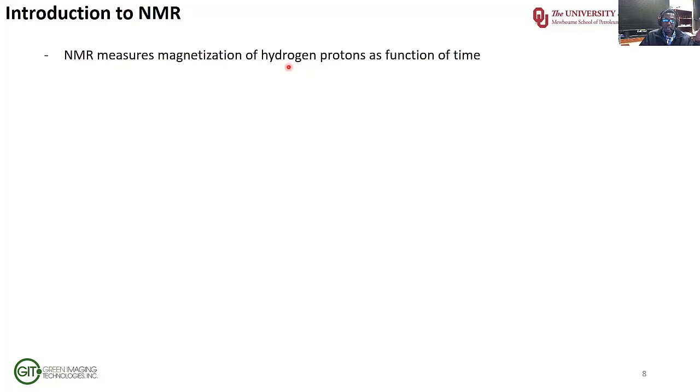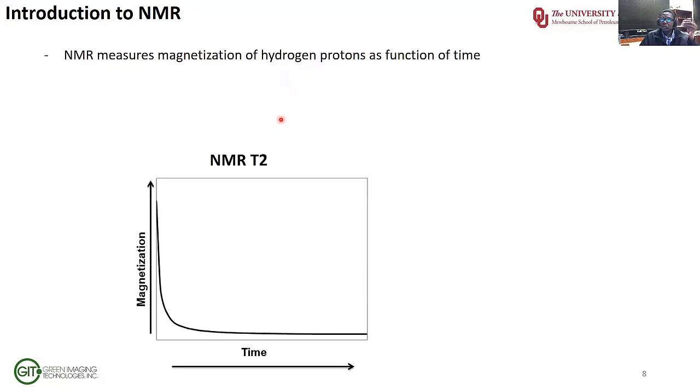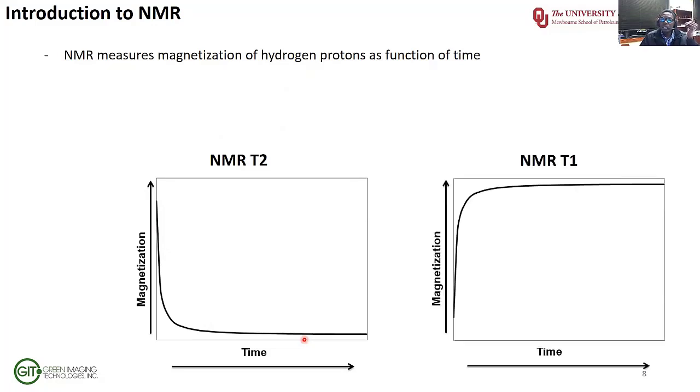And if we want to look at this magnetization as a function of time, we can quantify it using CPMG measurements, which will give us NMR T2, which is the most popular NMR technique, where we are essentially looking at a magnetization decay as a function of time. But we can also measure NMR T1 times, which also represents magnetization as a function of time. But this time it will be a build-up rate that we'll be looking at during an NMR T1 measurement.